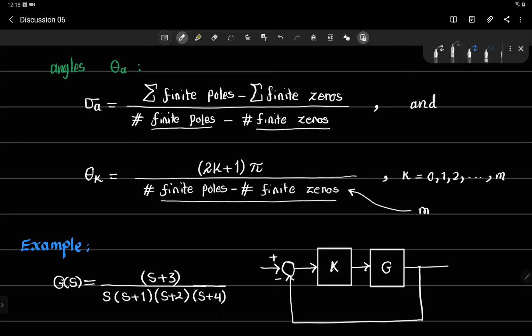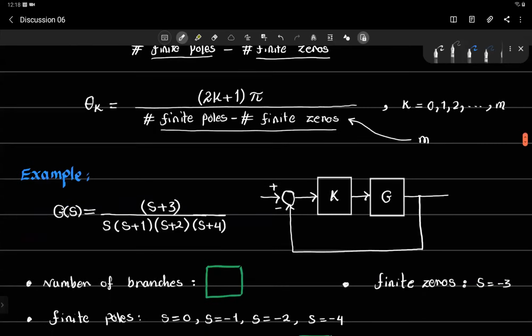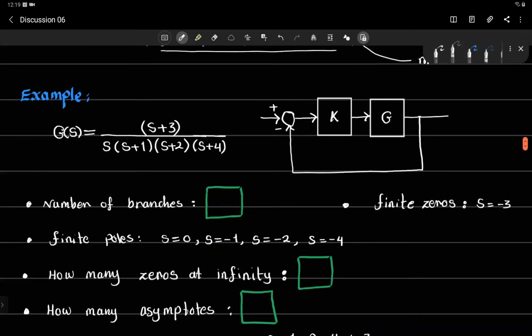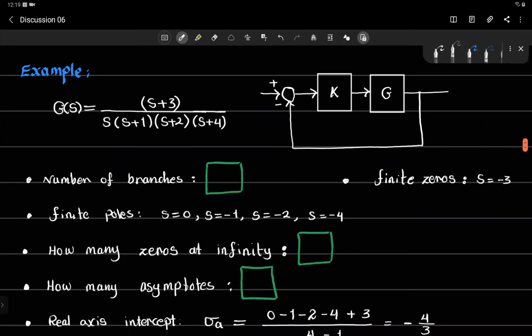Now this number, the number of finite poles minus the number of finite zeros, actually tells us how many asymptotes we will have in our root locus. If this number is equal to 0, this means that we will have no asymptotes and the root locus will not approach infinity. It will always be bounded to some extent, because we have an equal number of finite poles and zeros, and so we have no zeros at infinity. Okay, so let's have a look at a quick example.